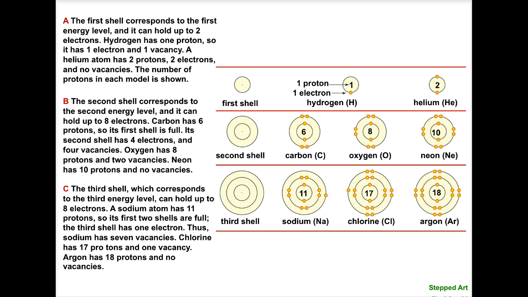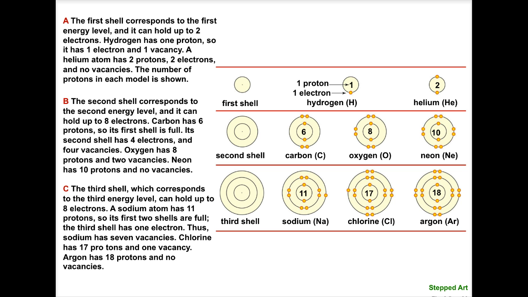Okay, now we're looking at atoms which have even more electrons, sodium having 11, chlorine having 17, and argon having 18. So since the first shell can only hold 2 and the second shell can only hold 8, we need to go to a third shell with sodium, being that sodium has 11 electrons. 10 will be on the first 2 shells, so now the third shell has 1.